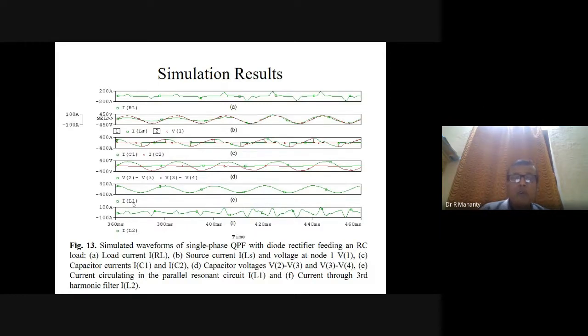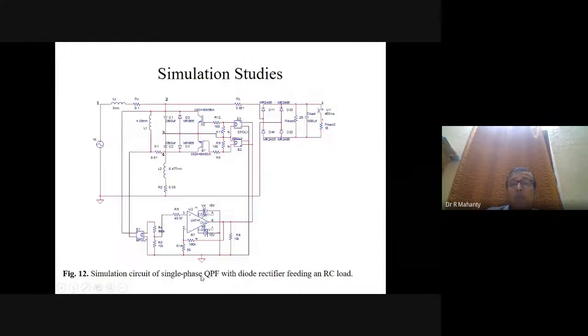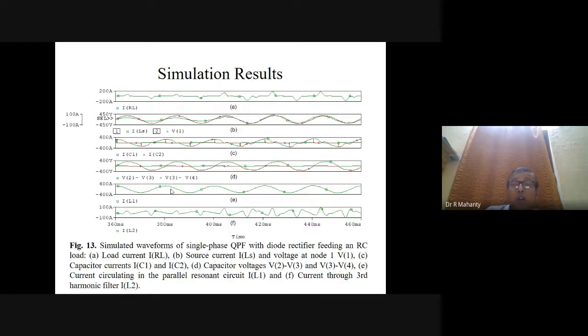So in the simulated waveforms, we have seen IRL, which contains a lot of harmonics, the source current ILS, along with the voltage at node 1, V1. Then we have seen the currents through the capacitors IC1 and IC2, the capacitor voltages V2 minus V3 and V3 minus V4, the current in the parallel resonance circuit IL1, and the current through the third harmonic filter IL2. Here we have tuned this shunt passive filter at the third harmonic frequency, and using only one harmonic frequency filter, we are trying to filter out all the harmonics.